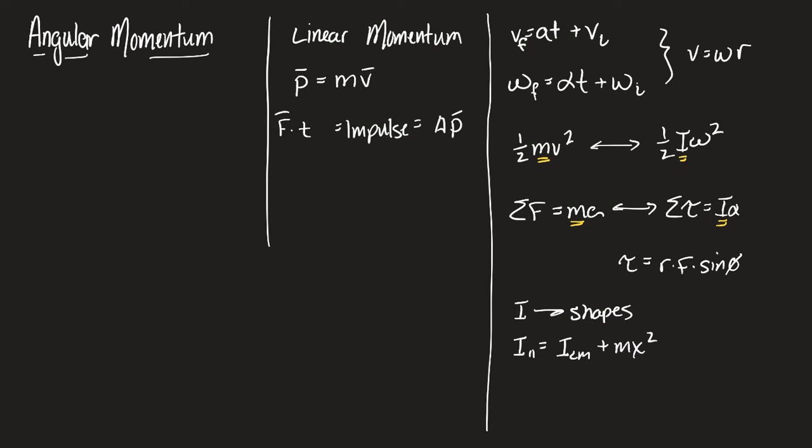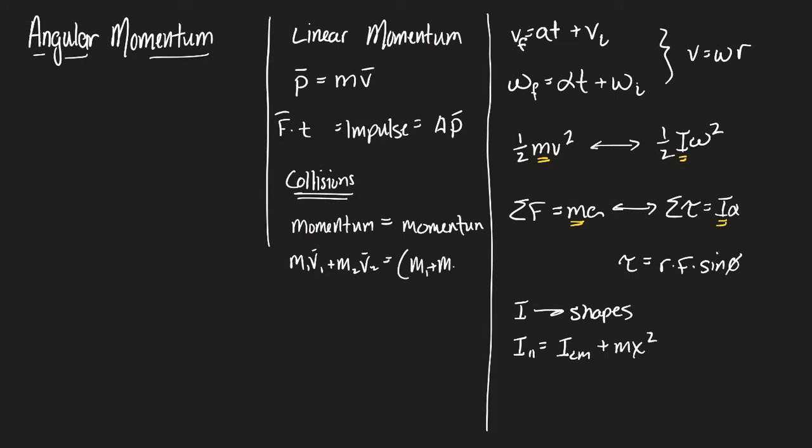And then we talked about collisions. With collisions, if there's no external force, the momentum before a collision was equal to the momentum after a collision. So we would say things like m1 v1 plus m2 v2 would be equal to, if they stuck together, m1 plus m2 times v. These are things we talked about with linear momentum.